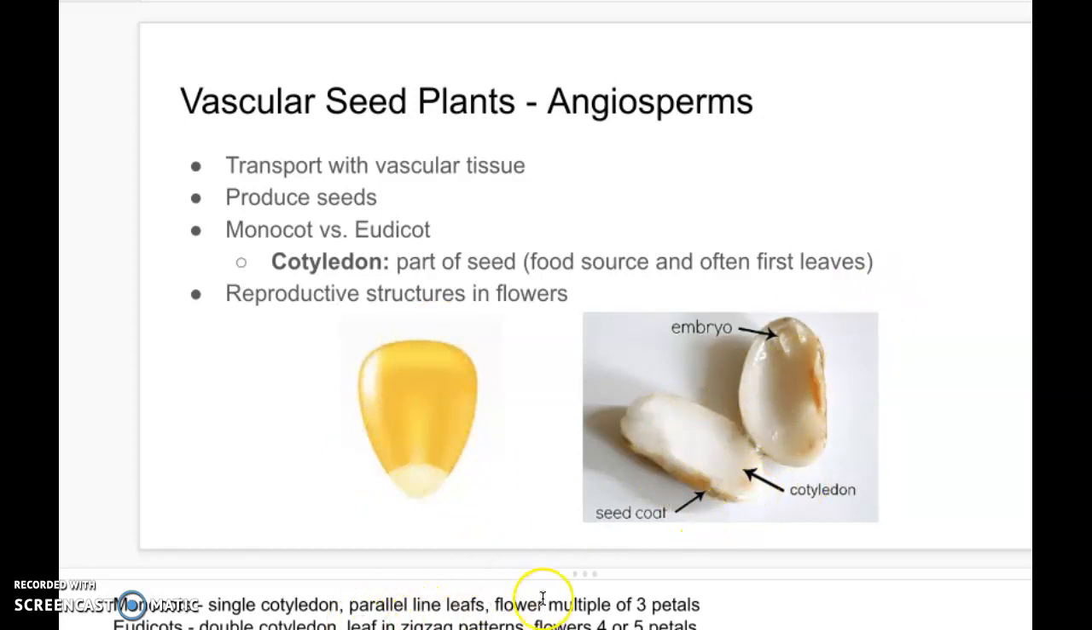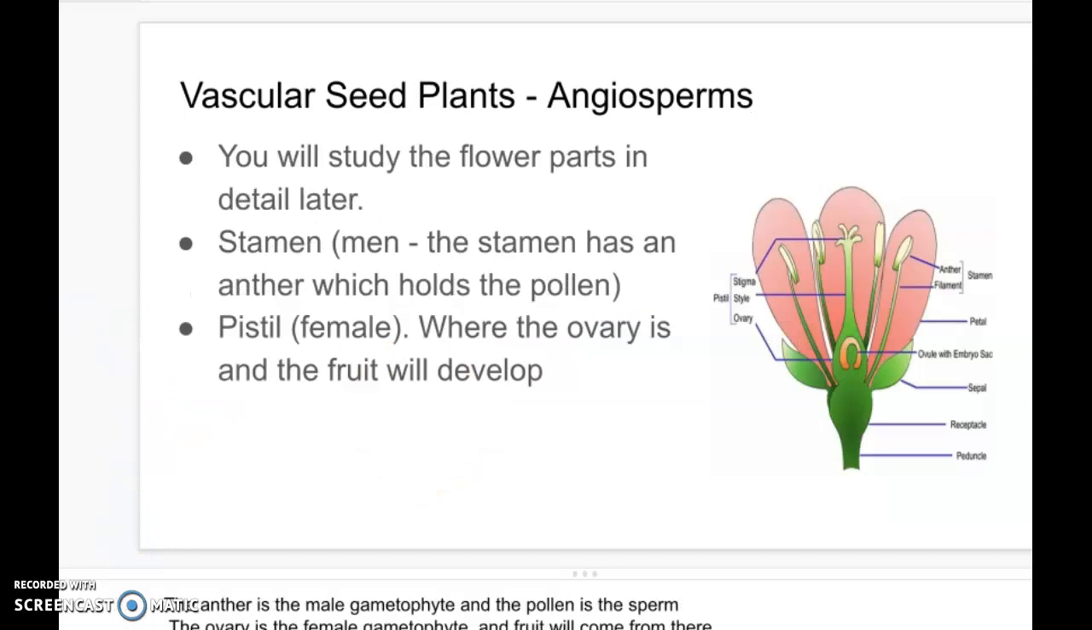It has other characteristics too, such as different types of leaves with parallel lines. And monocots actually have 3-petal flowers as opposed to 5-petal flowers. You are going to do a dissection of a flower in a moment, but I wanted to go over a couple of things that I really need you to pay attention to when you are studying.